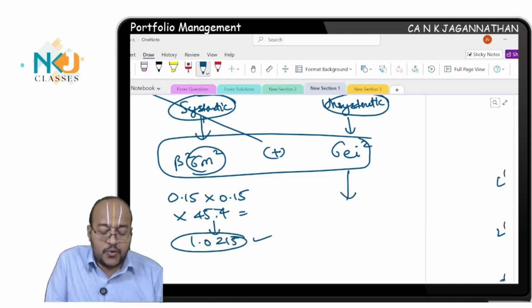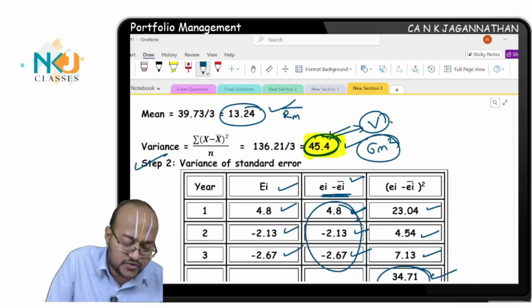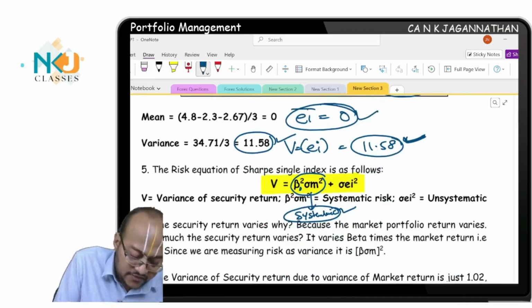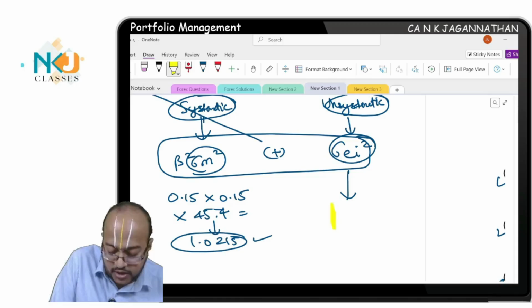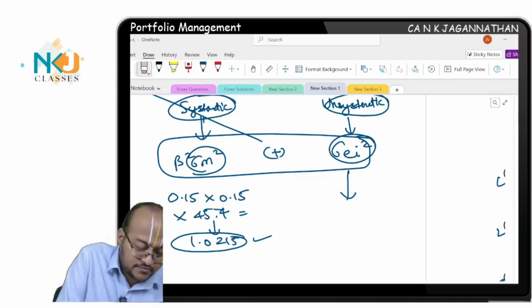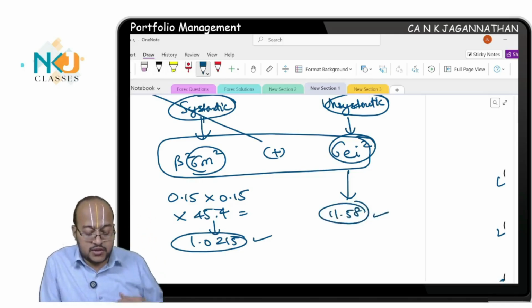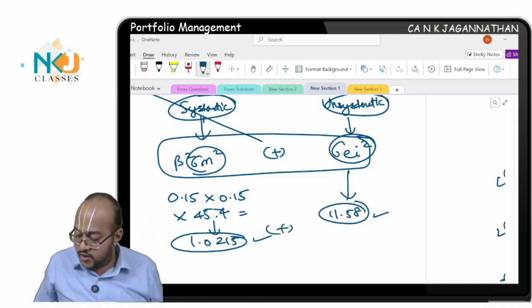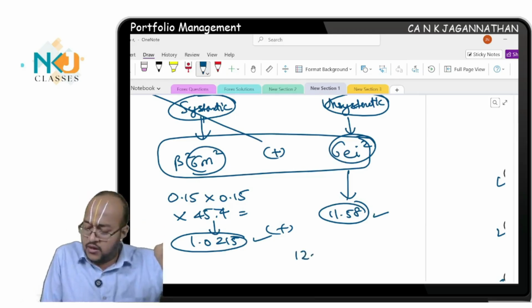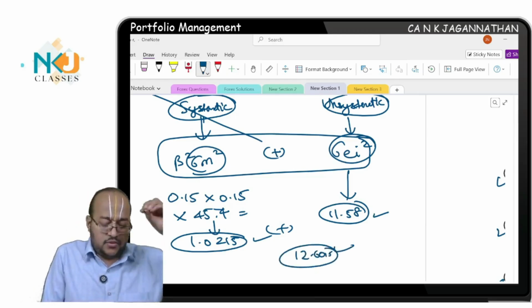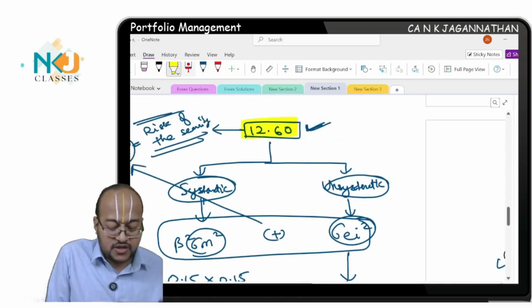Just now we computed this variance. This is nothing but the variance of the error term. What was the variance of the error term? 11.58. Are you all understanding, my dear friends? So if we total this, 1.02 plus 11.58, some rounding off will be there, you will get 12.6015. No issue, you will get 12.60, which is the total risk.